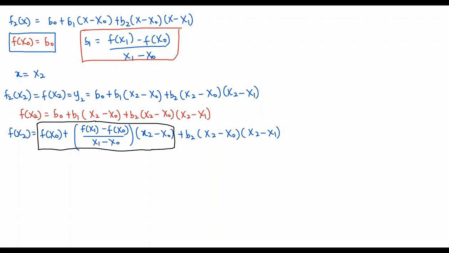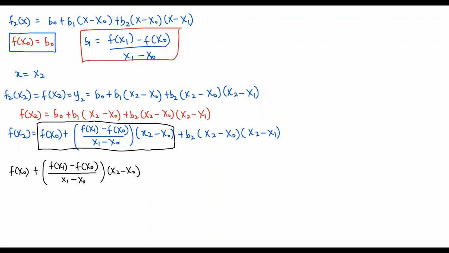So we have f of x0, plus, bracket open, f of x1 minus f of x0, all over x1 minus x0, multiplying x2 minus x0, right? This is what we have.